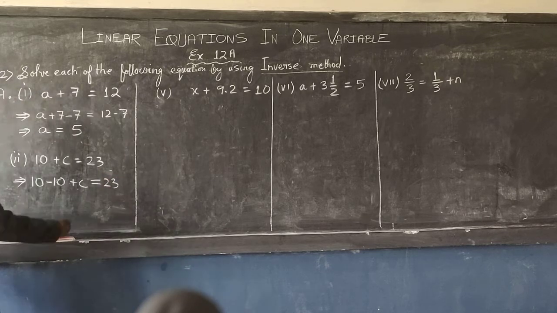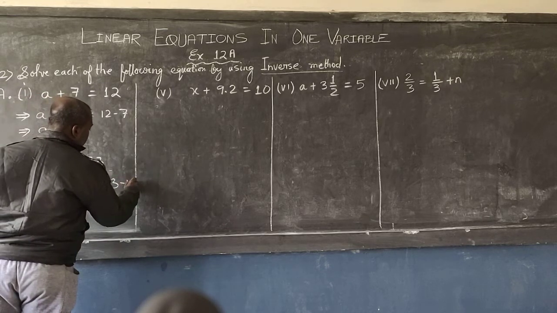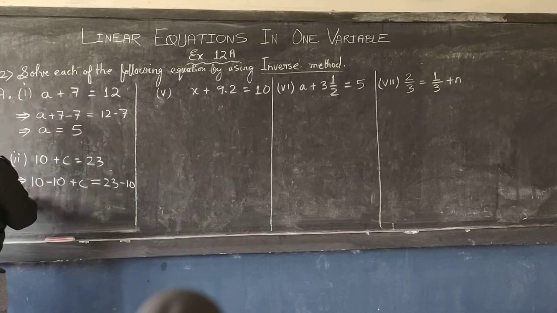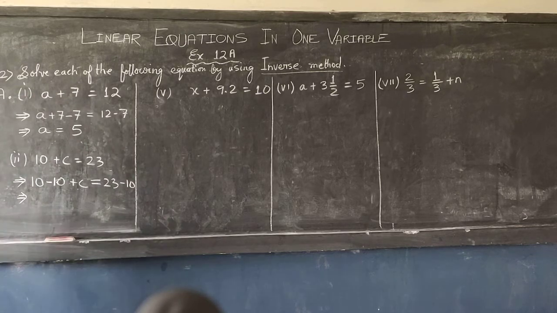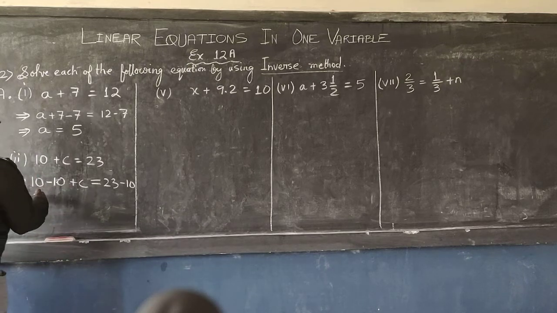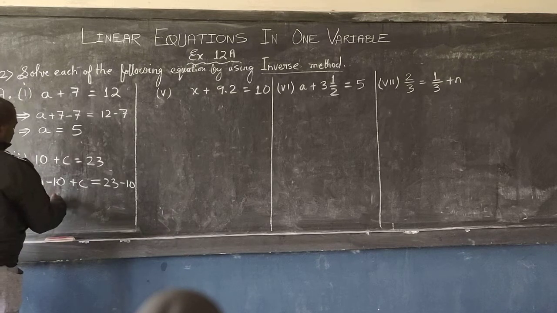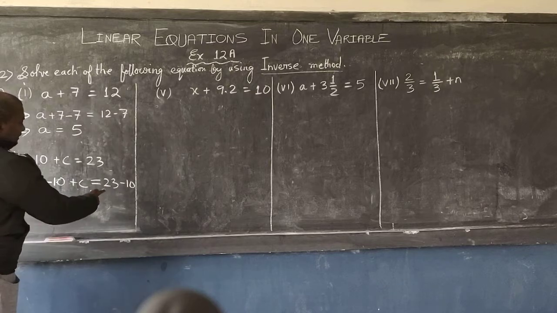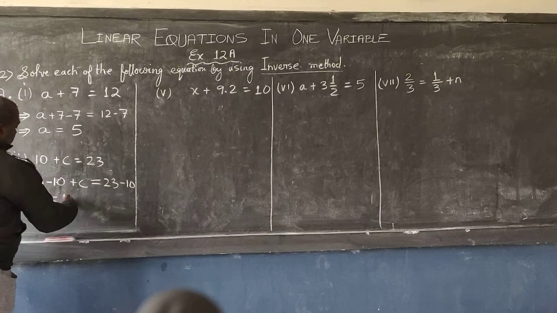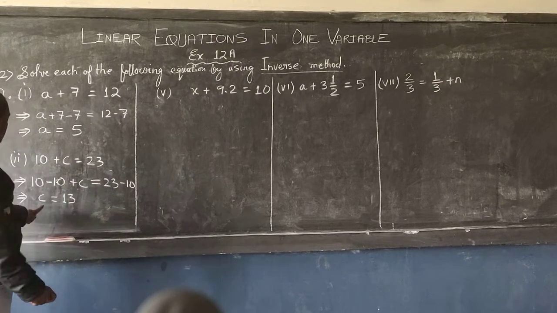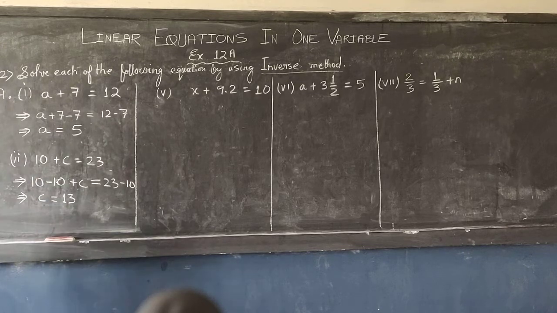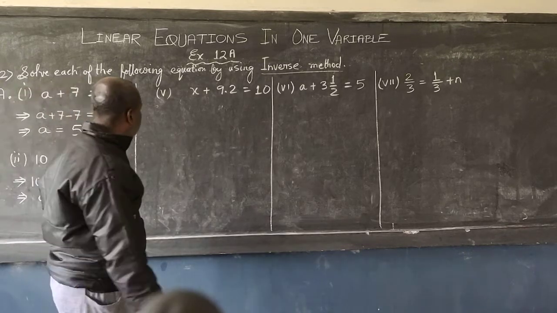So we have given minus 10. So on the right side also minus 10. So plus 10 minus 10, they cancel each other. In other words, 10 is removed and only plus C or only C remains. And on the right side, 23 minus 10 is 13. So what's the value of C? 13. Yeah, we have understood this.